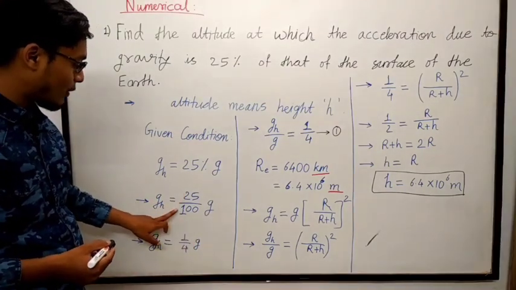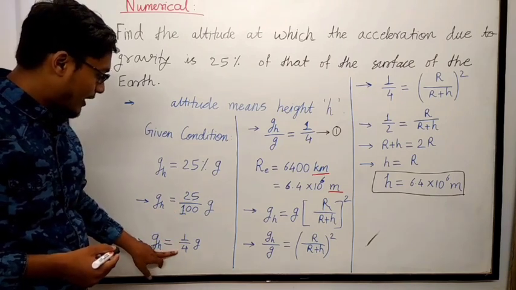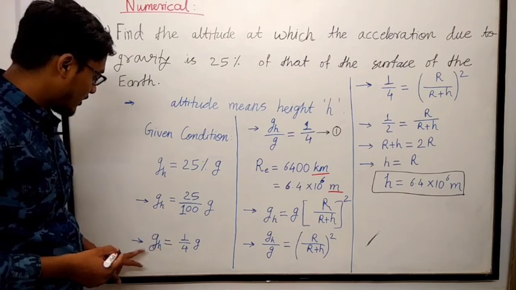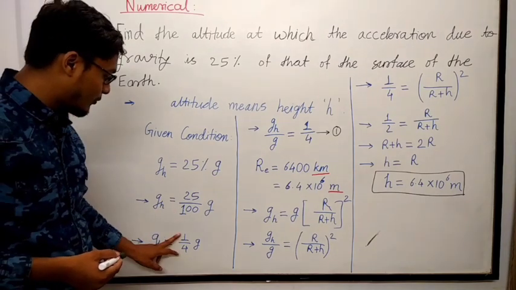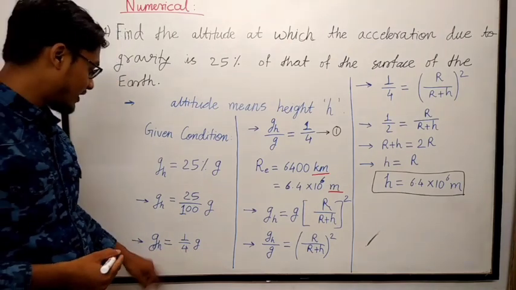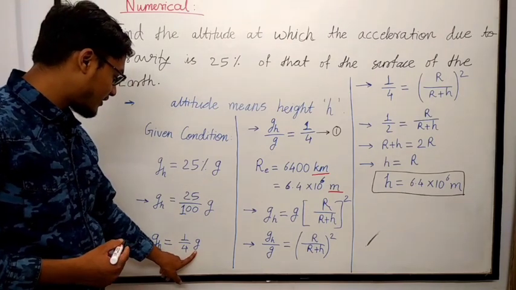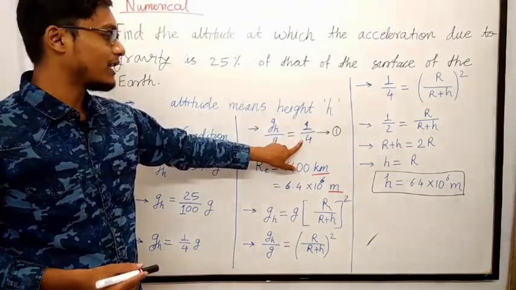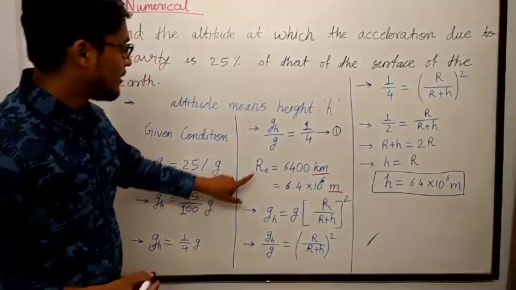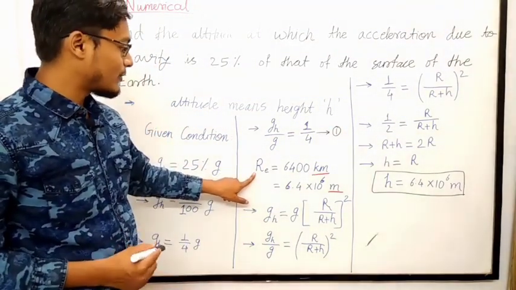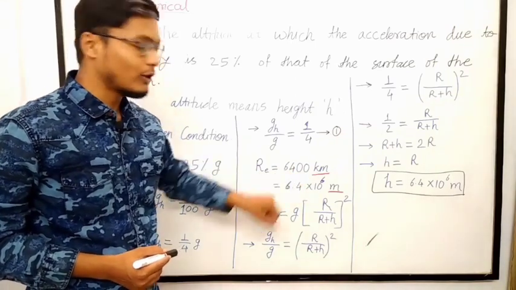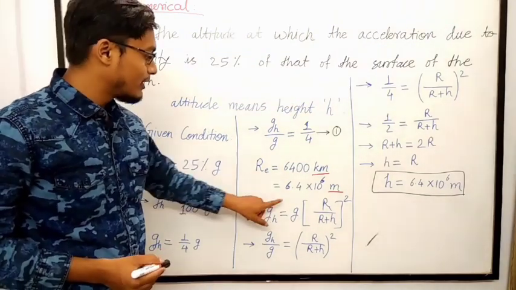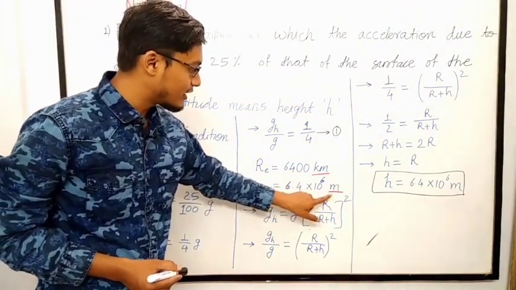Now we can reduce 25 by 100 to 1 by 4. So our next step is g_h is equal to 1 by 4 g. If we take g from the right hand side to the left hand side, our ratio will be g_h by g is equal to 1 by 4, and we can call it expression number 1. Now we all know that the radius of the earth is 6400 kilometer. Now we will convert this kilometer unit into meter. So our radius of the earth will become 6.4 into 10 raised to the power 6 meter.